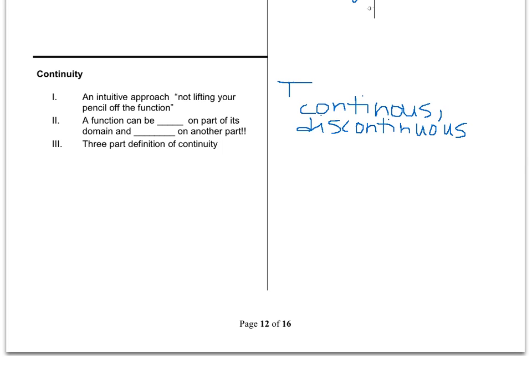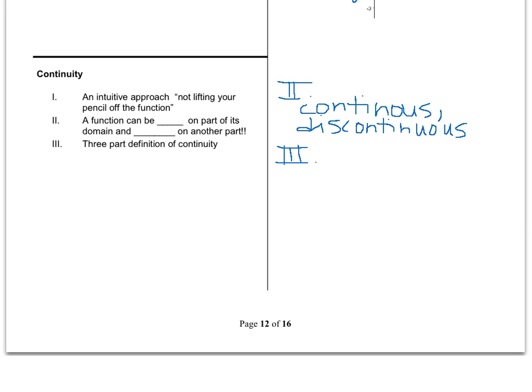Okay, that's what we encountered in that other example on the previous page, Example 1, I believe. There were parts of the function that were continuous, they were smooth, you didn't lift your pencil to draw them, but other parts had jump discontinuities or removable discontinuities, etc. For part 3, the 3-part definition of continuity just brings all of this together.